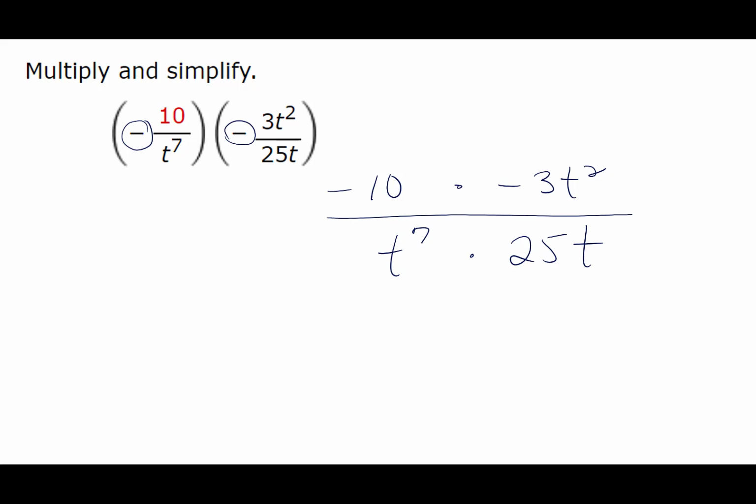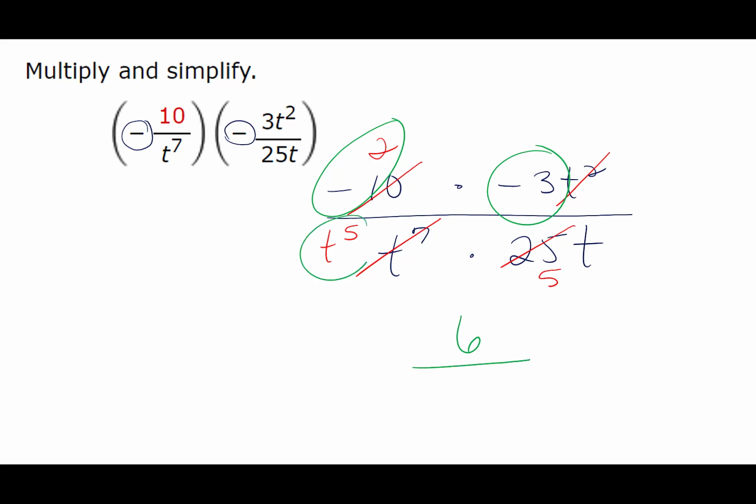Before you multiply, I want to simplify this first. 10 and 25 can both be simplified by 5. That leaves a 2 and a 5. t to the 7th can be simplified with t squared, leaving t to the 5th in the denominator. So now the numerator has negative 2 times negative 3, which is positive 6. The denominator has t to the 5th times 5t, which is 5t to the 6th, and that's your final answer.